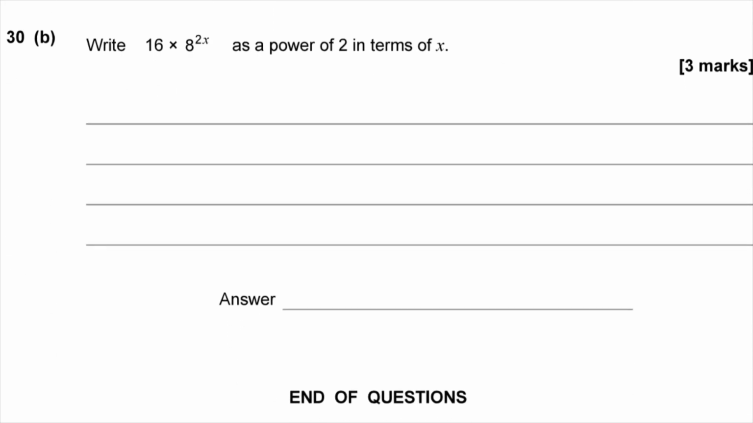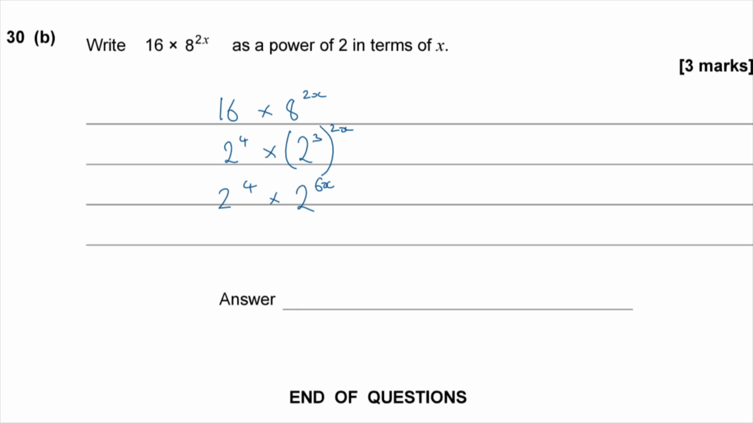30b says write 16 times 8 to the power of 2x as a power of 2 in terms of x. So you need to write all this as a power of 2. So 16 times 8 to the power of 2x. 16 is 2 to the power of 4. 8 is 2 times 2 times 2, which is 2 to the power of 3. And then I'm going to raise that to the power of 2x. So that is the same thing as 2 to the power of 4 times 2 to the power of 3 raised to the power of 2x. And multiplying those indices gives me 2 to the power of 6x.